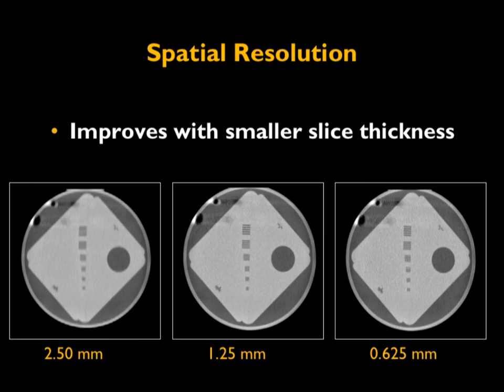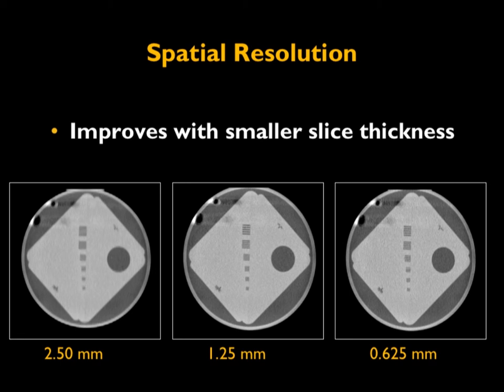Again shown here are other images of a spatial resolution phantom acquired and reconstructed at different slice thickness. As one can see, moving from a thicker slice of 2.5 all the way to 0.625 mm, the spatial resolution pattern resolved on the rightmost image is much higher than the one resolved at 2.5 mm.